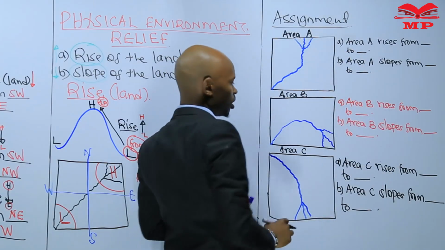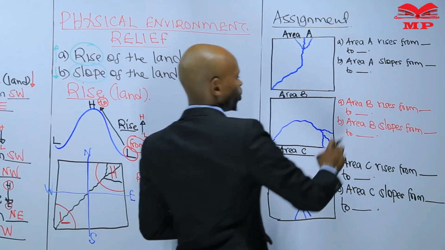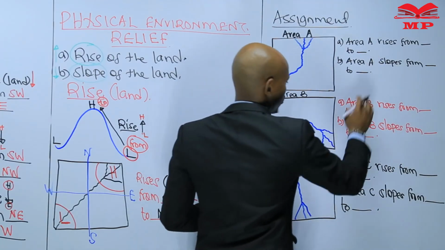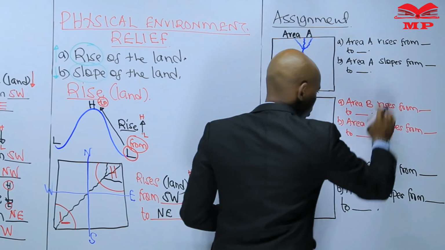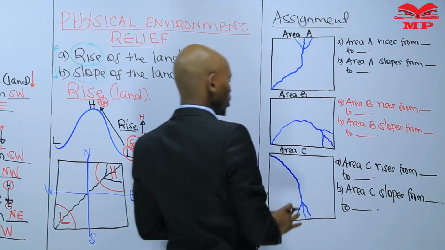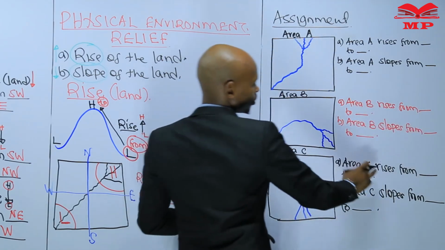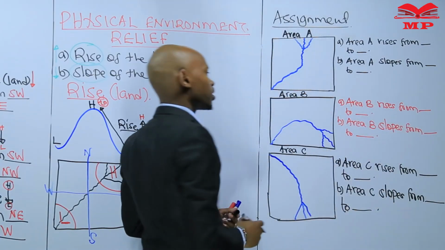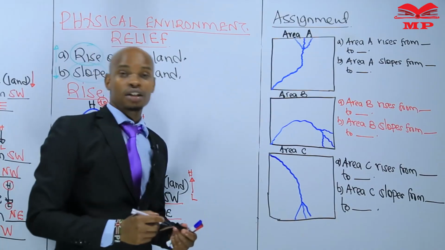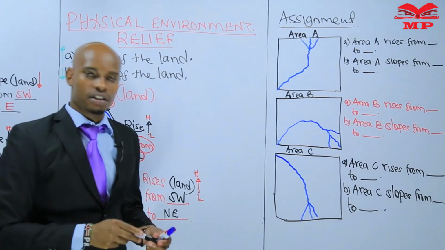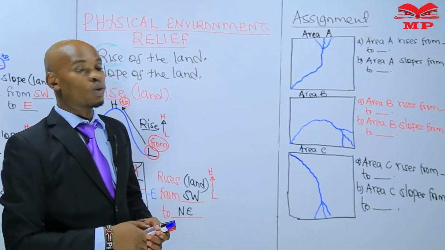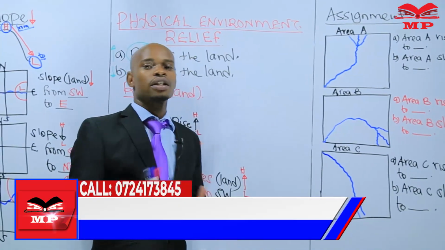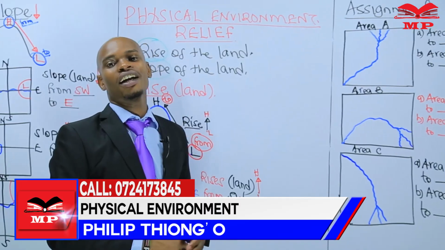Then you come to map B, where area B rises from dash to dash, and again area B slopes from dash to dash. Area C or map C rises from where to where and slopes from where to where. Those are 6 questions that will give you adequate practice on what we have learned today about the relief of an area, and to be very, very specific, rising and sloping of the land.